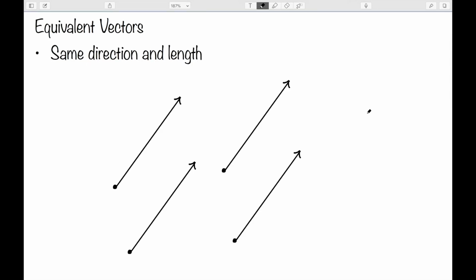We say vectors with the same length and direction are equivalent, so here would be 4 equivalent vectors since they are the same length and they do point in the same way. Since we want a vector to be determined solely by its length and direction, equivalent vectors are regarded to be the same vector, even though they may be in different positions. So just like these are in different positions, they are all the same vector.